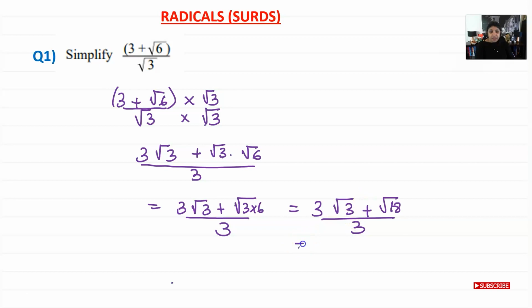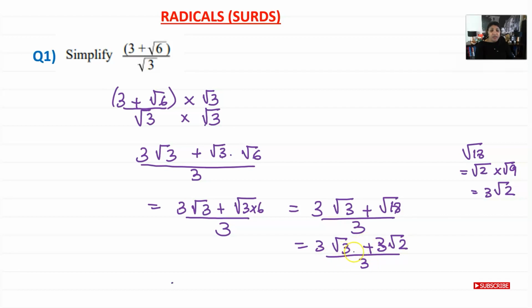Okay, so this will give us 3 root 3 plus root 18, which can be written as root 2 times root 9, separated. So we know the square root of 9 is 3. So this could be written as 3 root 2. So that's plus 3 root 2 over the 3. Now everything has got a 3, which means now we can cancel this out and have this as root 3 plus root 2. And that's the answer for this question.